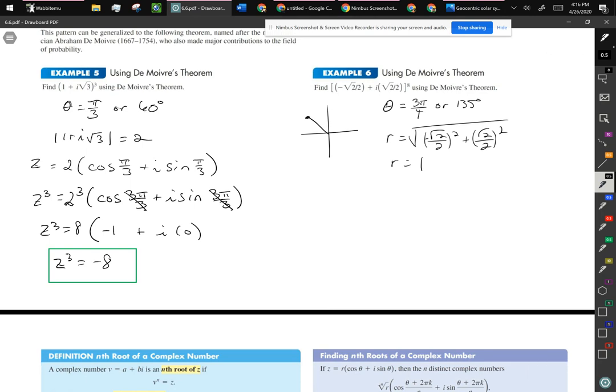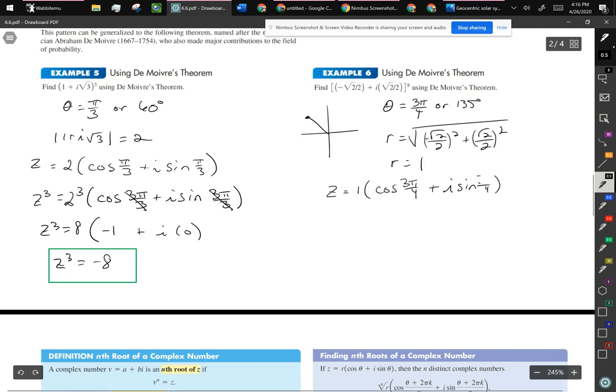So at the end of the day, that means that if I were to say this is z, then z has a radius of 1, and it'd be cosine of 3 pi over 4 plus i sine of 3 pi over 4. And if I wanted to make this raised to the 8th, then z to the 8th would be 1 times 1 times 1 times 1 and so forth. But I'll write 1 to the 8th, which is 1.